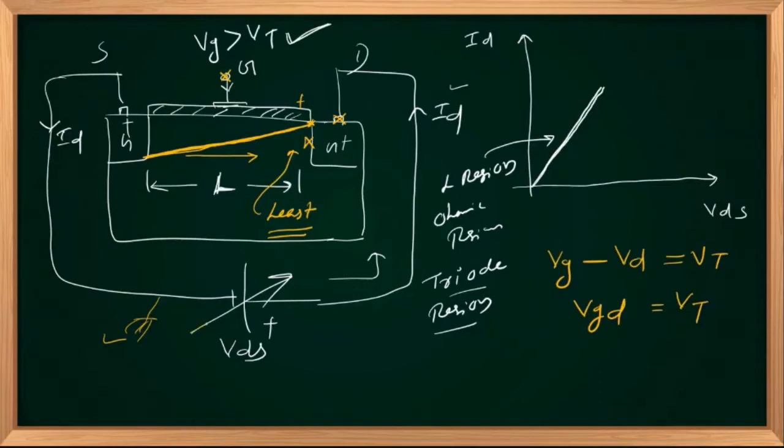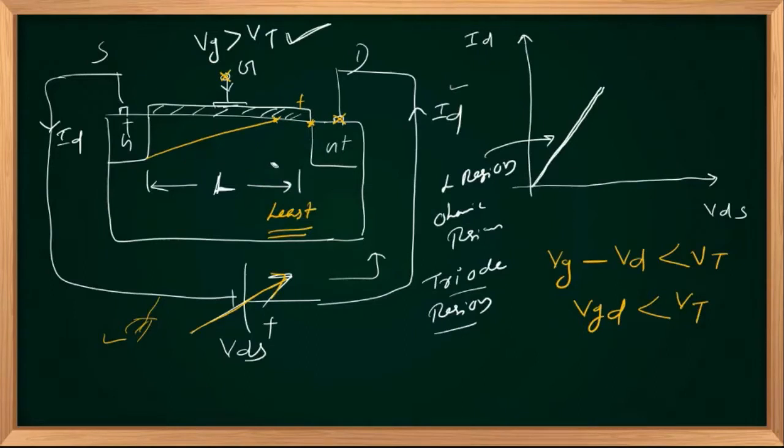If you increase VDS further, there exists a situation that makes VG minus VD less than VT, VGD less than VT. So the gate to channel potential difference at the drain end is not at all sufficient to generate electrons in the channel. So you won't have a channel at the drain end. The channel is moving towards the source like this.